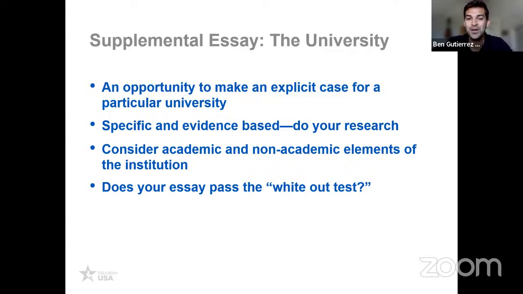A good exercise that I would recommend is something that I call the whiteout test. If you take a specific essay, so let's say you wrote an essay about a school that offers a biology program that is by a large body of water, that's also by a large city. If you take the name of the university out of that essay, you'll still have many other universities that have biology programs that are by a body of water and by a big city. So if you take out the name, can you still get a sense of what university you are talking about?